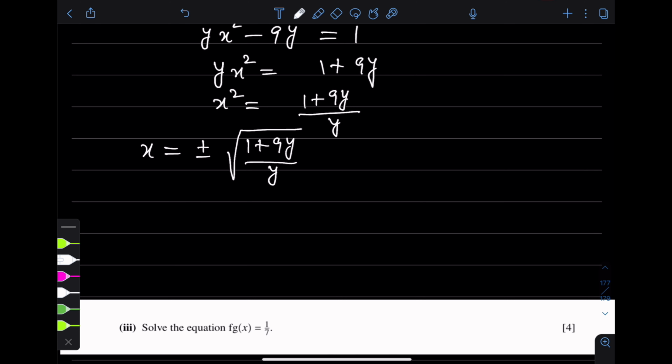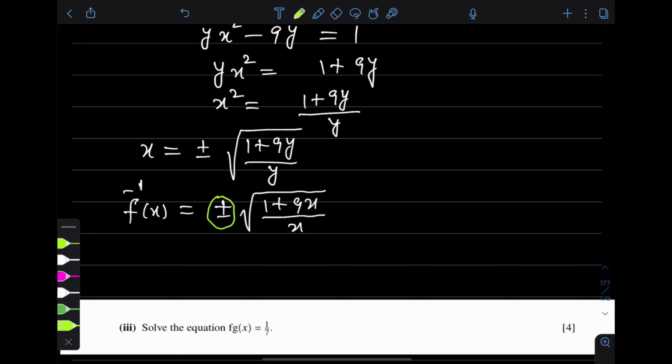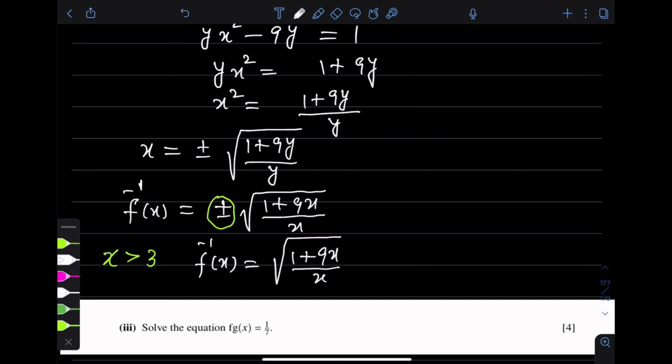So this shows that f inverse x will be plus minus square root of 1 plus 9x over x. Now we justify which of plus or minus is valid. Since x is greater than 3, this is the domain of f(x). So accordingly f inverse x will be the positive square root of 1 plus 9x over x.